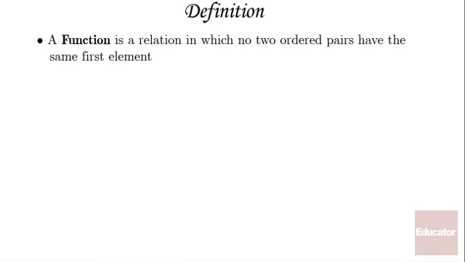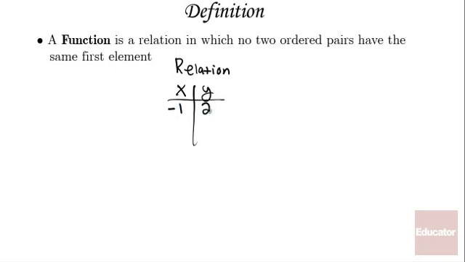First, the definition. A function is a relation in which no two ordered pairs have the same first element. Previously, we defined relation, and relation is a broader term. So first, just to remind you the definition of a relation, and to give you an example of a relation in table form.